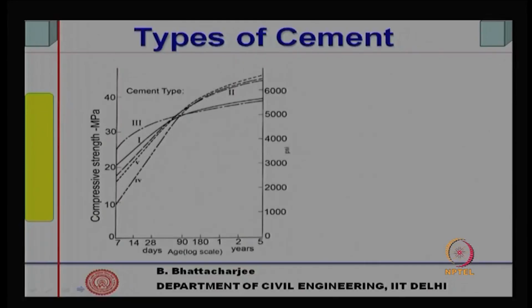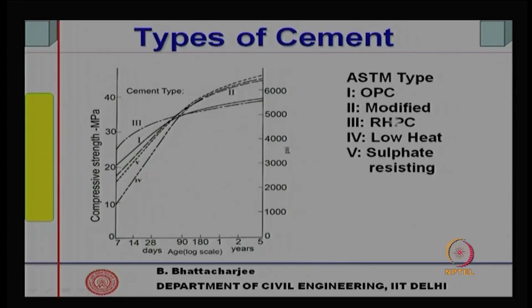The strength that we are looking into, if you look at the different types, type 1, type 2, type 3, type 4, type 5 cements. Now, type 1, this is our OPC, strength development is somewhere here. Type 3, high early strength. So, it has got high early strength, but its long term strength is in fact slightly lower than the OPC.